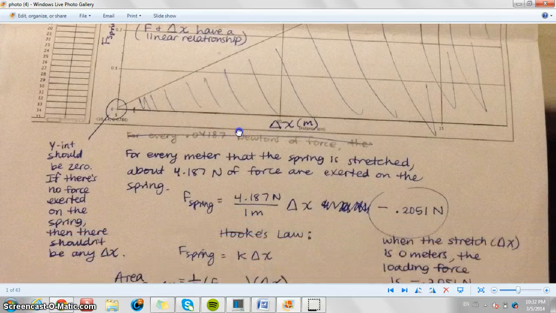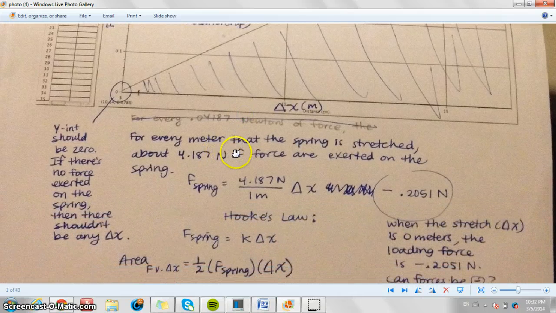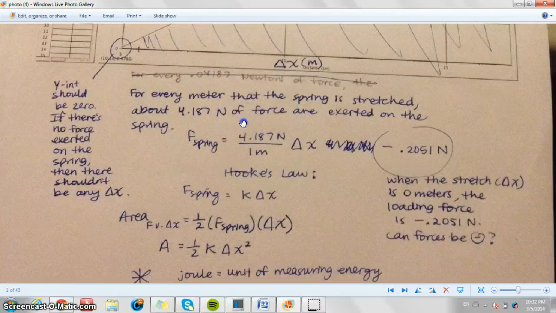So to interpret that, it's right here. For every meter that the spring is stretched, about that many newtons of force are exerted on the spring. And here's our equation for the force that's exerted on the spring and the force that the spring exerts on it. Okay, continuing.